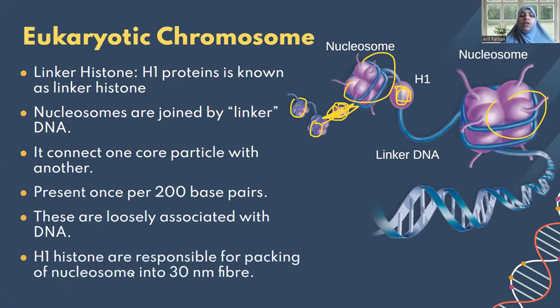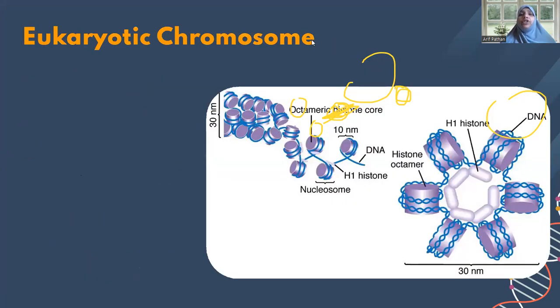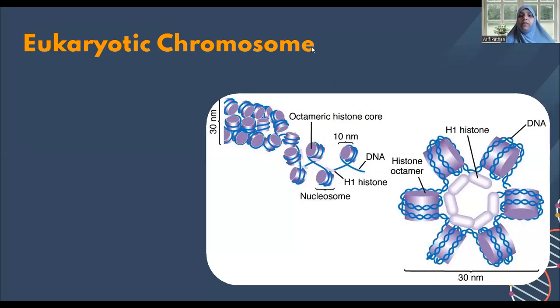Histone 1 is responsible for packing of nucleosomes into a 30 nanometer fiber. So now we will see this H1, which will bring about another level of packing. Okay, so as you see in the diagram, the bead on string model will now again undergo twisting and coiling.